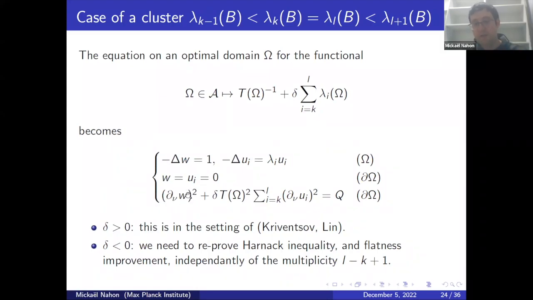So you have the gradient of W squared plus delta times the sum of the gradients of the eigenfunctions squared. That is a constant. When delta is positive, this is still in the setting of Krivenshoff-Handlin. When delta is negative, it is not in the setting of Mickaël, Nahon, and Velichkov, so we need to redo all the regularity theory, more or less, but in a very similar way. And so let me explain a bit how this kind of thing is done.